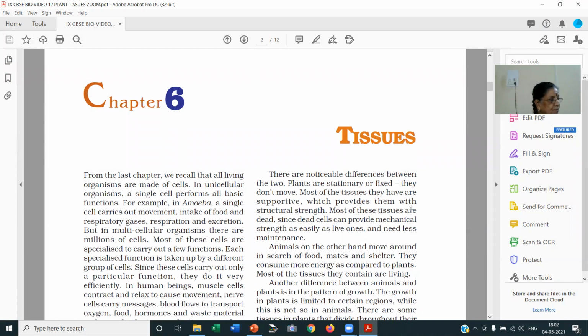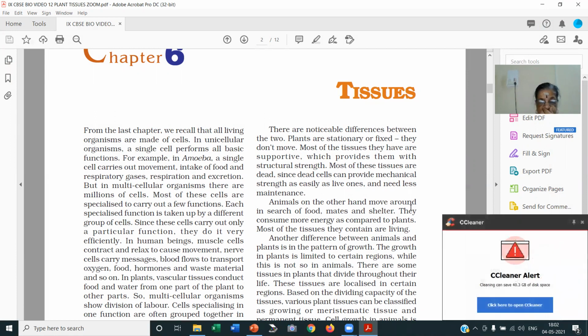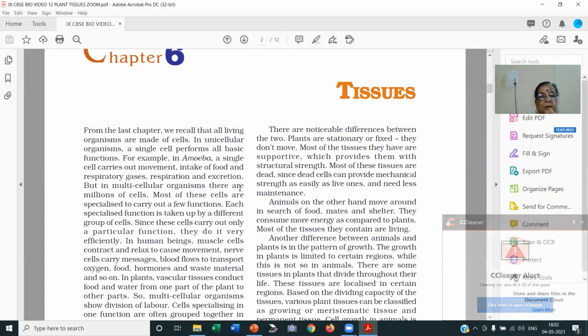It's our textbook. Correct? Now in plant tissues, underline the second line: in unicellular organisms, a single cell performs all basic functions. Example, in amoeba, a single cell carries out movement, intake of food and respiratory gases, respiration and excretion. Mark this for unicellular organism. But in multicellular organisms, there are millions of cells. They are specialized to carry out few functions.